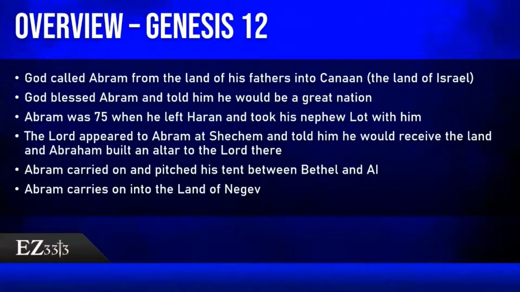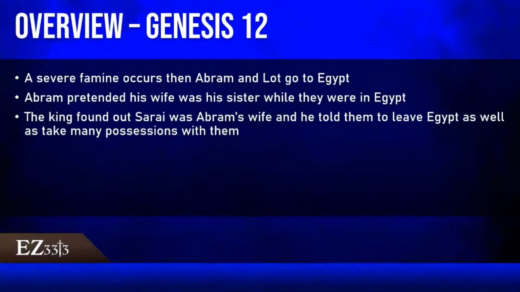Abram carried on and pitched his tent between Bethel and Ai, and then Abram carries on into the land of Negev. A severe famine occurs, then Abram and Lot go into Egypt, and Abram pretended his wife was his sister while they were in Egypt. The king found out Sarah was Abram's wife and told him to leave Egypt as well as take many possessions with him. So that's how Abraham accumulated these extra slave maids and just possessions that he was taking with him back to Negev.